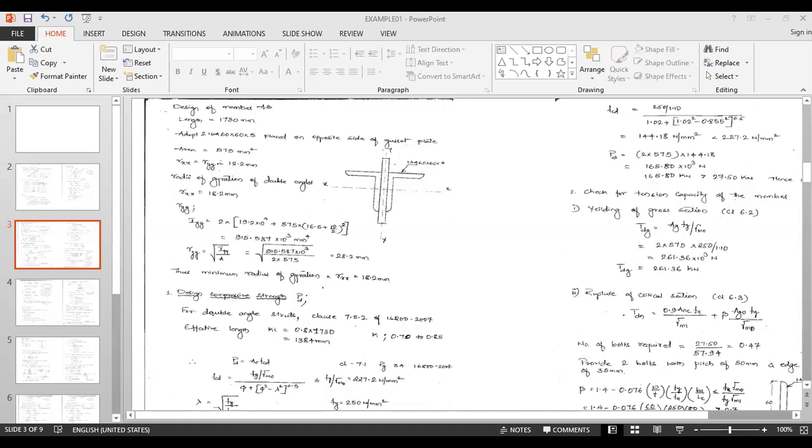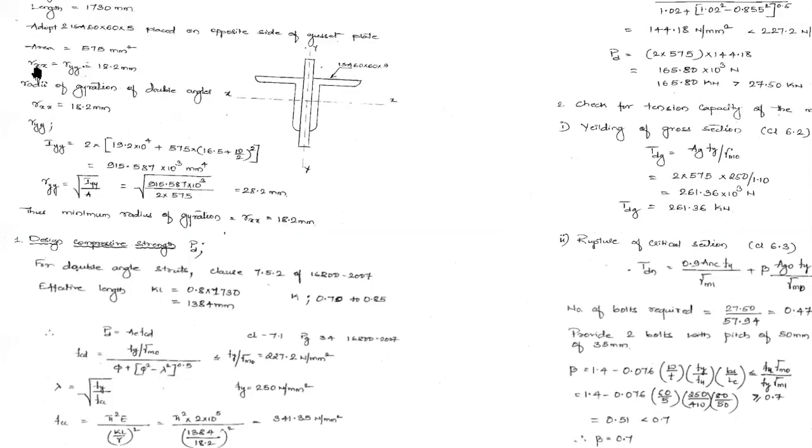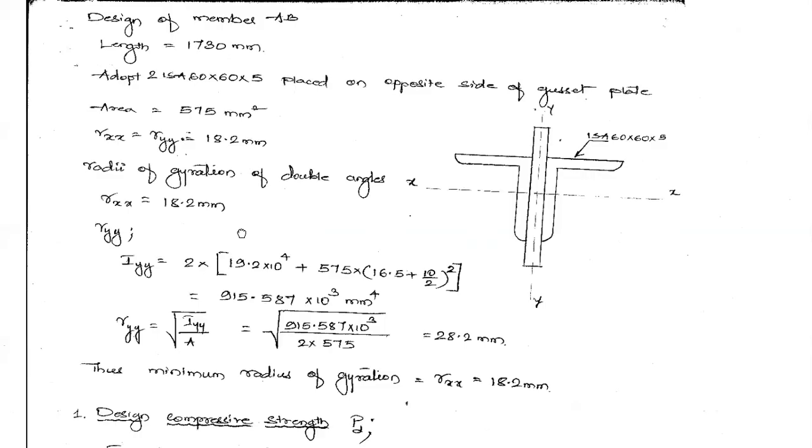the member. So 60 by 60 by 5 is 5.75 centimeter square, or in terms of millimeter square, it comes out as this into 100, 575 mm square. So this is what the cross-sectional area is. In addition, you also require the radius of gyration. Since it is an equal angle section, you'll find that Rxx and Ryy will be the same, and the value here is 18.2 mm, 18.2 mm radius of gyration.